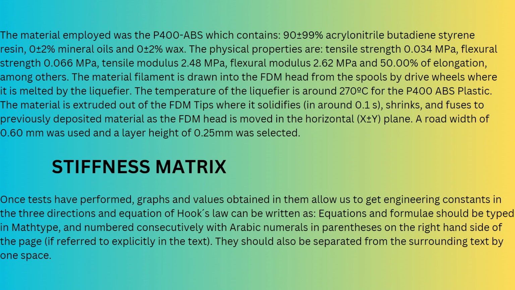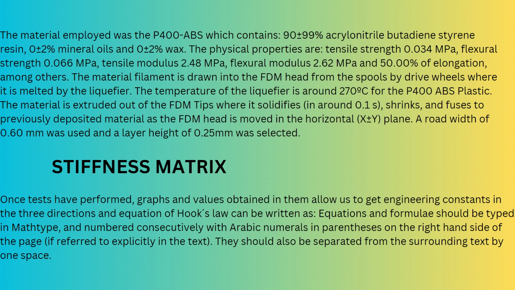The material filament is drawn into the FDM head from the spools by drive wheels where it is melted by the liquefier. The temperature of the liquefier is around 270 degrees centigrade for the ABS plastic, and this material is extruded out of the FDM tip where it solidifies and fuses to previously deposited material as the FDM head is moved in the horizontal plane, meaning the XY plane. A road width of 0.60 mm was used and a layer height of 0.25 mm was selected.